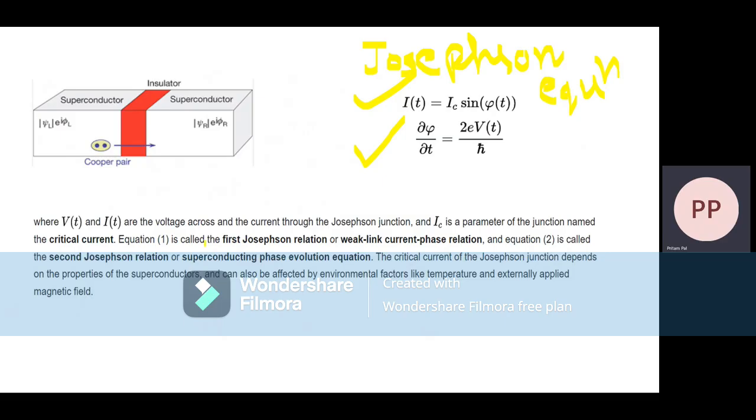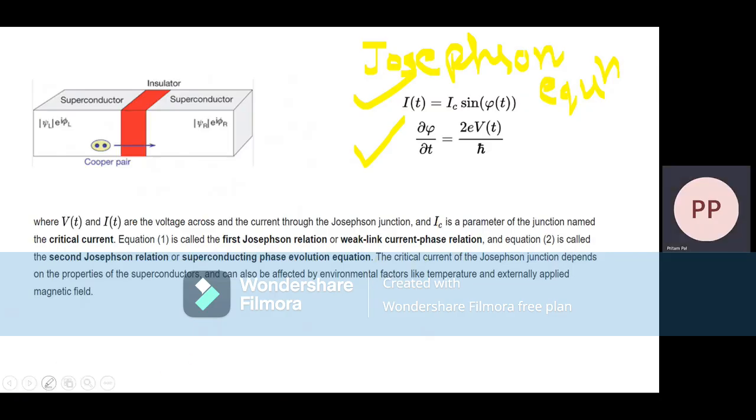Okay. So equation one is called the first Josephson junction or weak-link current-phase relation. Whatever we have placed in the middle, that's called the link, I mean the link between two superconductors. Here the insulator is the link. And equation 2 is called the second Josephson junction or superconducting phase evolution equation. Okay, that's what we understood.